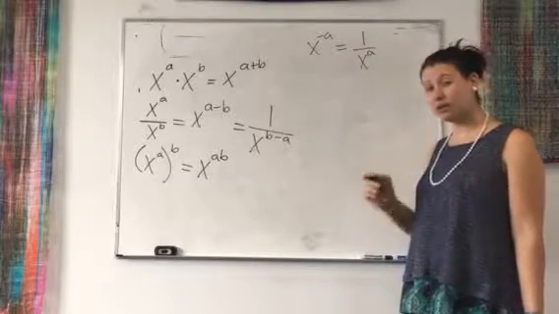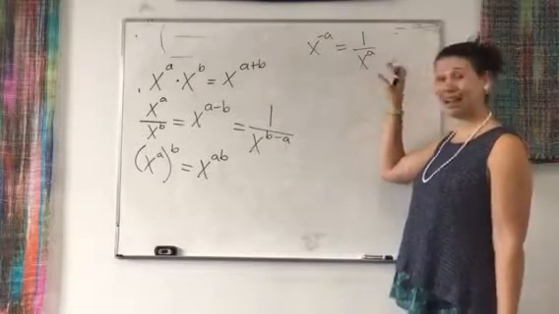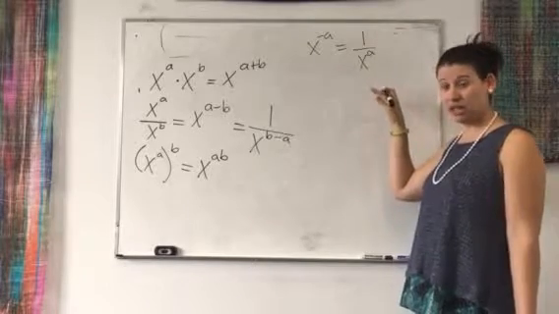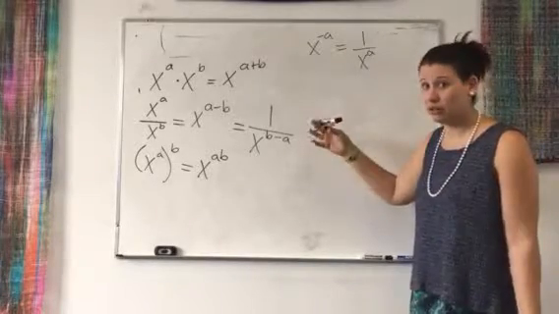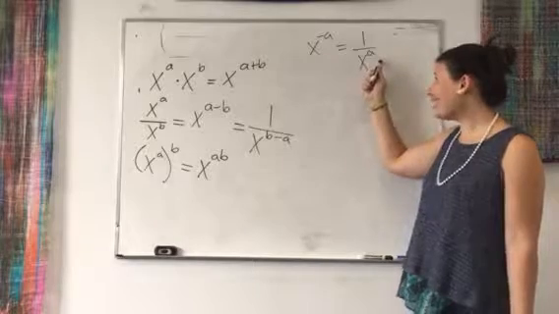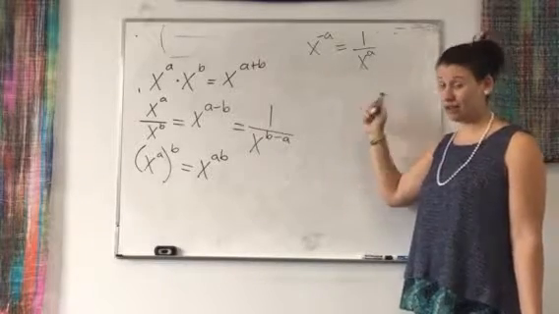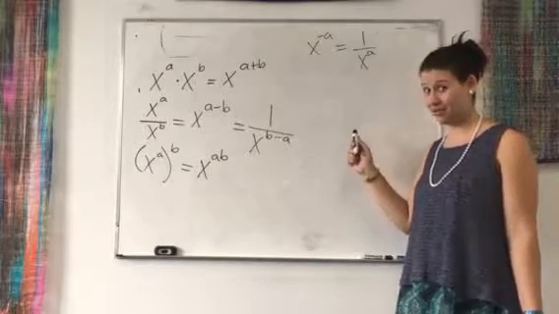Now make sure to only move the thing that has that exponent on it, okay? So if there's a number in front of it and there's no parentheses, that a is only on the x, so you can only move the x.